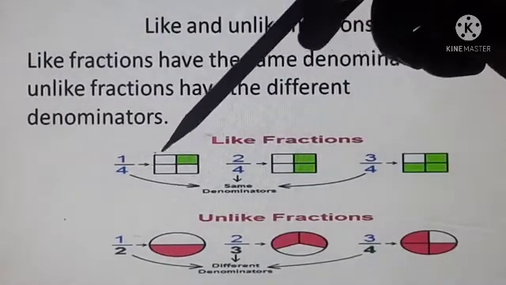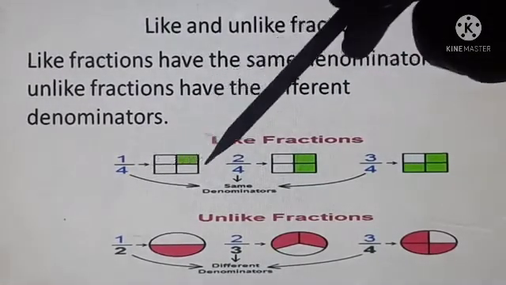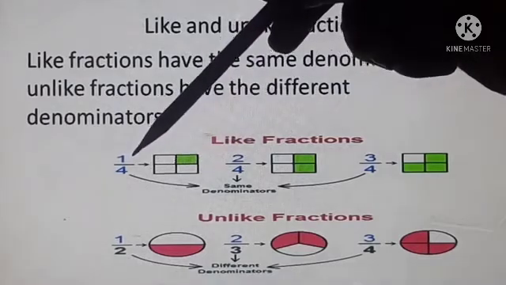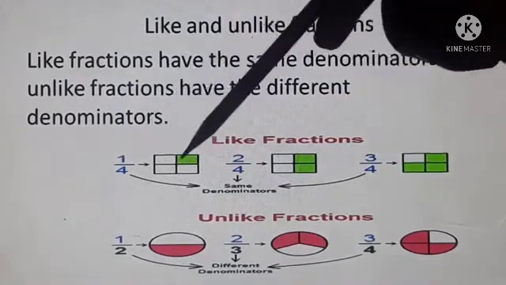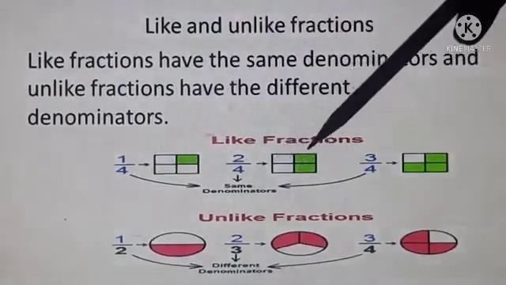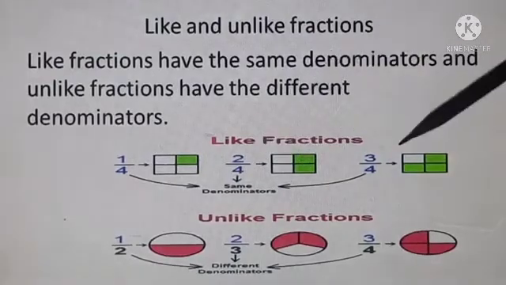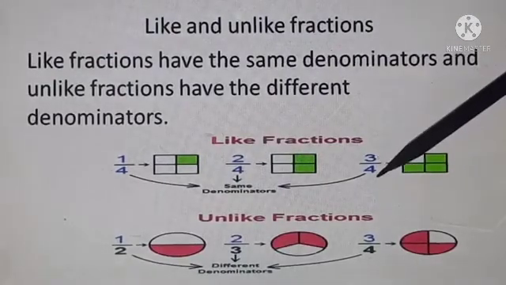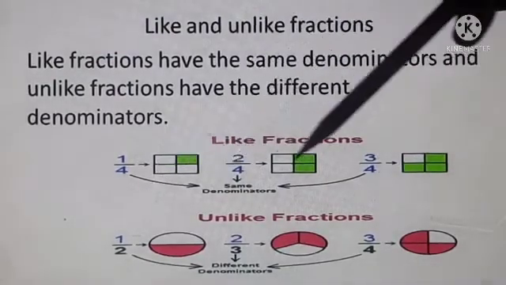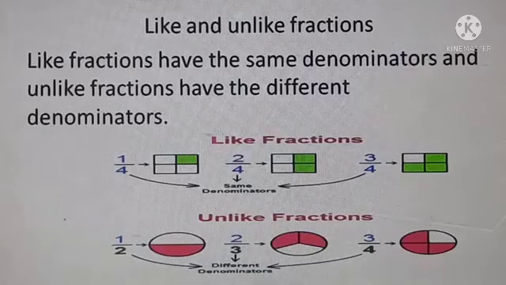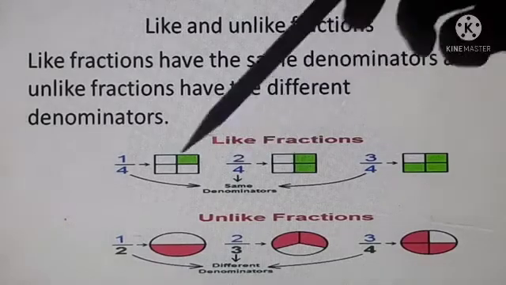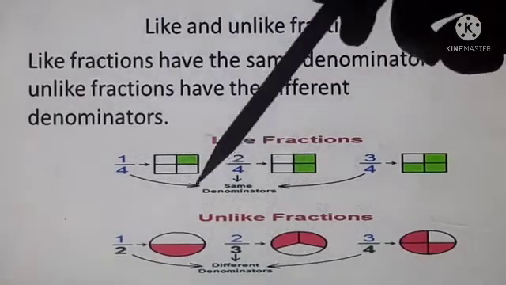What is done basically here? One rectangle is divided into 4 equal parts. One part is shaded. So out of 4, 1 is shaded, 1 by 4. Out of 4, 2 are shaded, so 2 by 4. Out of 4, 3 are shaded, so 3 by 4. Denominators are same, so it is a like fraction. These are all like fractions.